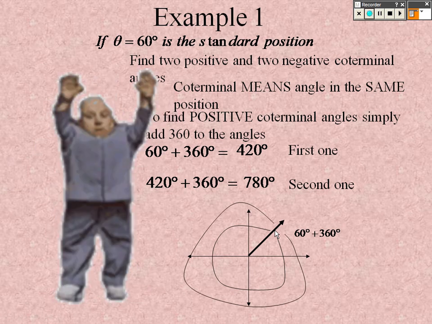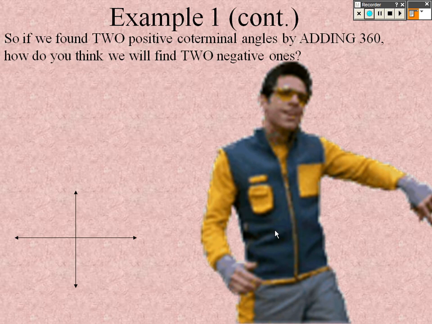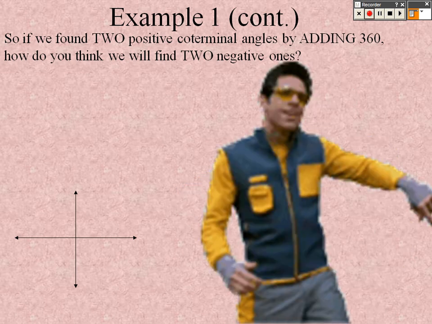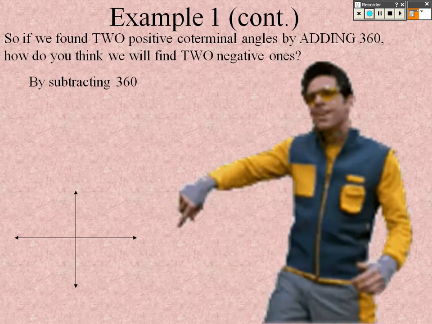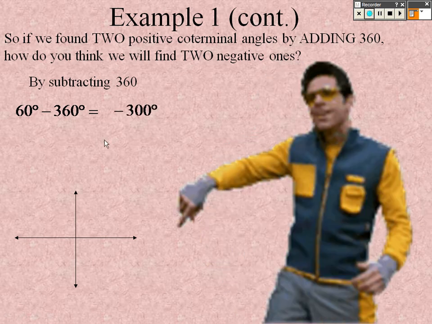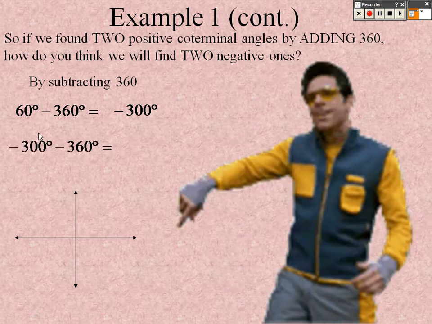So this is just to show you how we're getting that. To find some negative ones now, if we found positive ones by adding 360, then your assumption of subtracting 360 would be correct. So 60 minus 360, you end up with negative 300 degrees. That is a negative coterminal angle. And then you take this one and you subtract 360 again to get negative 660.